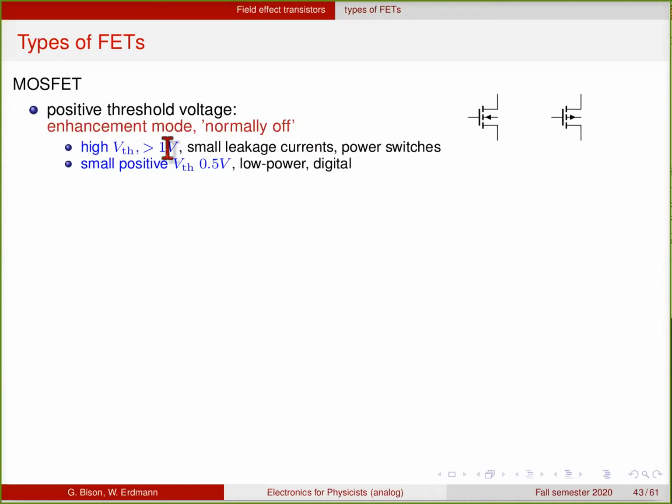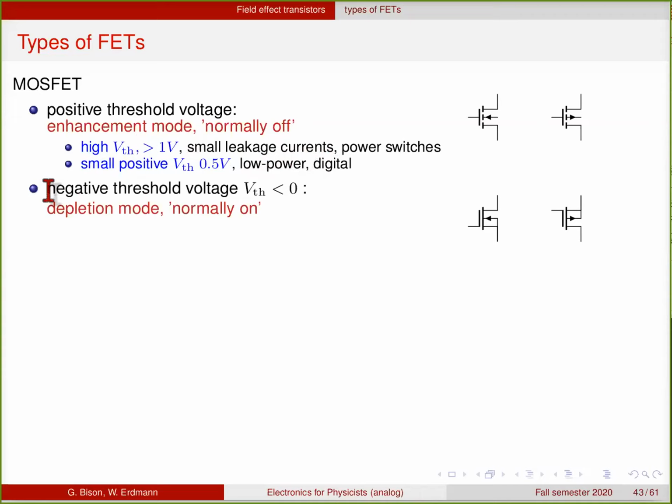There are different versions of this. Either you have relatively high thresholds, then you have a very small leakage current and can switch large currents. These are the power switches. Or you have very small positive threshold voltages that are used in low power electronics and digital electronics. But there's also a version of the field effect transistor where the threshold voltage is actually very small or even negative. And these are called depletion mode or normally on transistors, then the symbol is slightly different. So here the channel is drawn as a continuous line, trying to indicate that these transistors are really always on unless you pull the gate to a negative voltage.